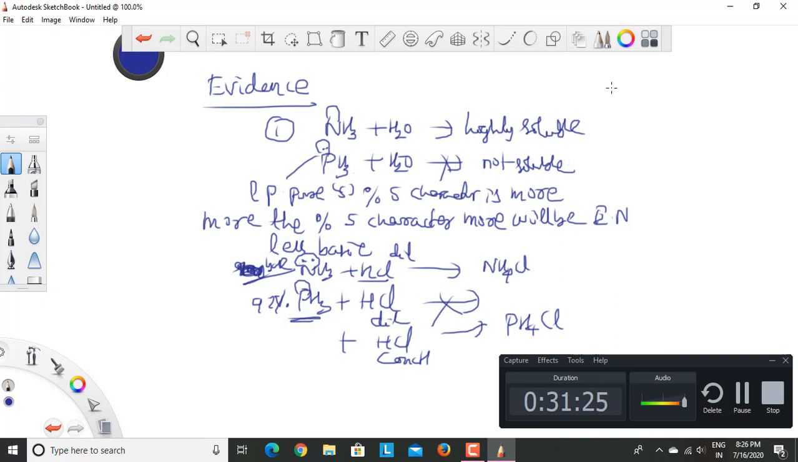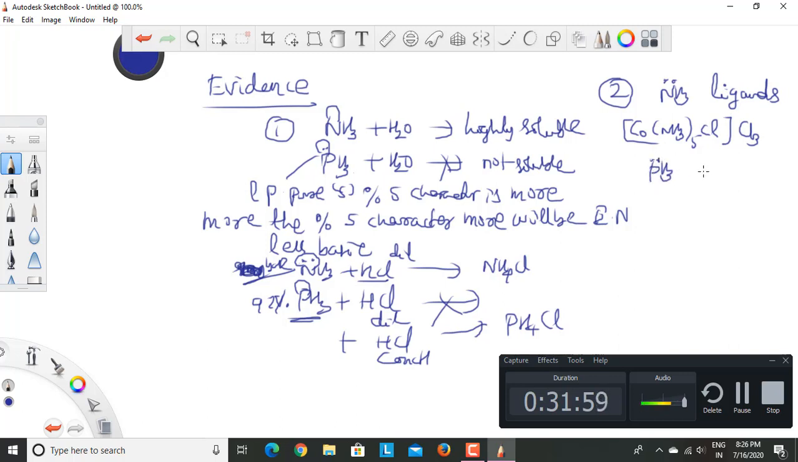Then evidence number 2, I tell you. Suppose you take ammonia and form a coordinate bond. In a coordinate bond, ammonia can act as a ligand, and these ammonia ligands can form many coordinate compounds like Co(NH3)5Cl, CoCl3. But there is no coordinate compound using PH3.